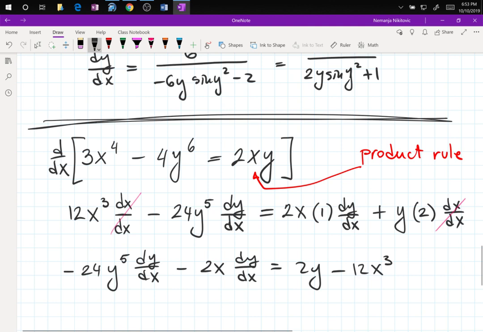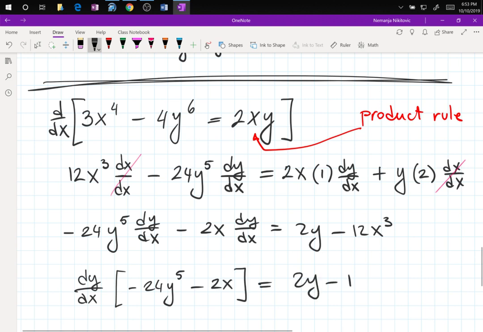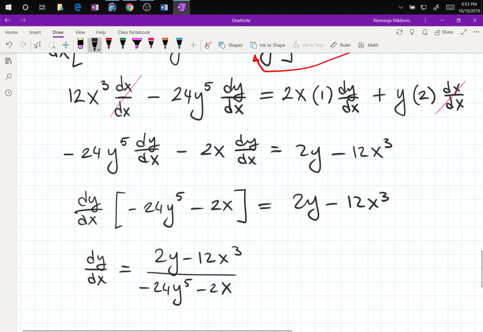So all of the terms that have dy dx, they go on the left, because the next step is to factor it. dy dx, and then you have your negative 24y to the 5 minus 2x, and on the right hand side you still have your 2y minus 12x cubed. Divide both sides by the bracket you want to get rid of, and you have your dy dx equals 2y minus 12x cubed divided by negative 24y to the 5 minus 2x.